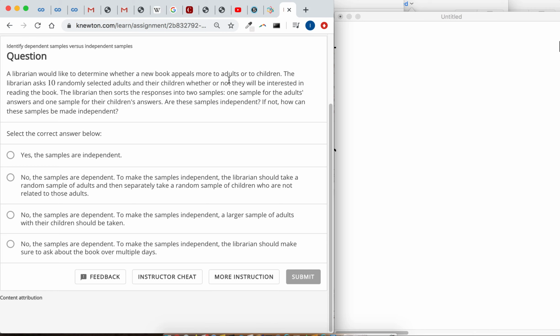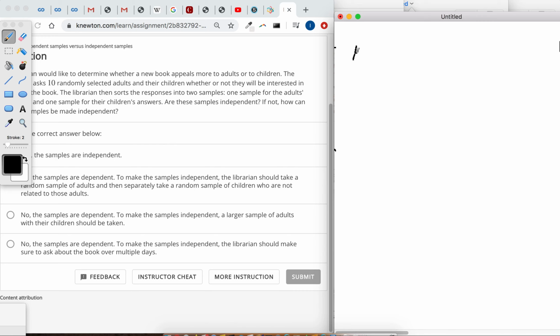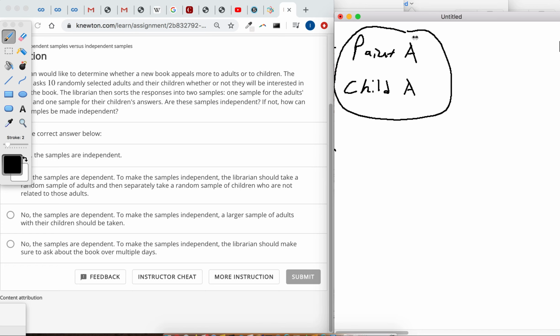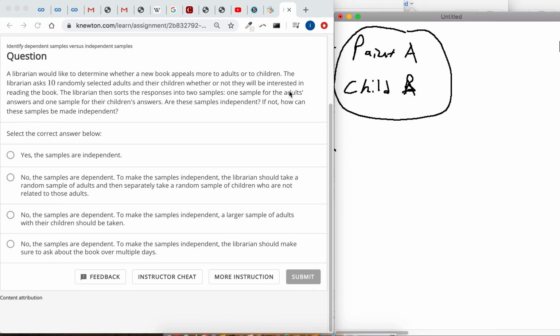So, in other words, you've got a pair: this is parent A, he or she is paired up with child A, and they compare the results, okay? So that means parent A depends on child A. They have to go together. You wouldn't put child B and compare them because they come from two different families. So we've got to say that they are dependent. The parent and the child get sampled together. They don't get mixed up into two separate groups.